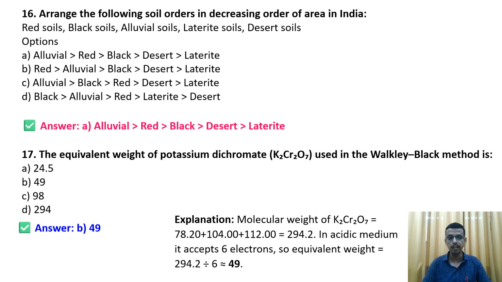K2Cr2O7: potassium 39, 39 into 2 is 78; chromium is 52, 52 into 2 is 104; oxygen 16, 16 into 7 is 112; altogether 294. This is the molecular weight. In acidic medium, K2Cr2O7 accepts 6 electrons. So the valency will be 6, and 294 divided by 6 will come to 49. So the equivalent weight is 49. Similarly, for KMnO4 also we can do like this, but we need to divide by, most probably, 5.